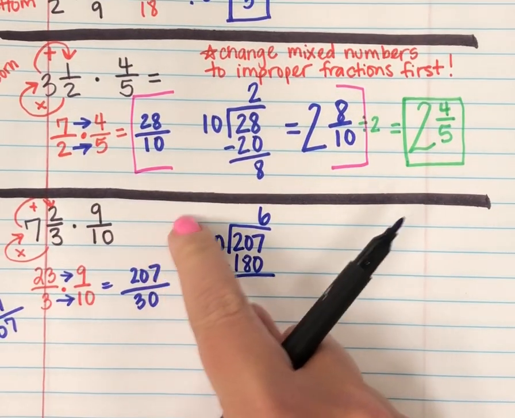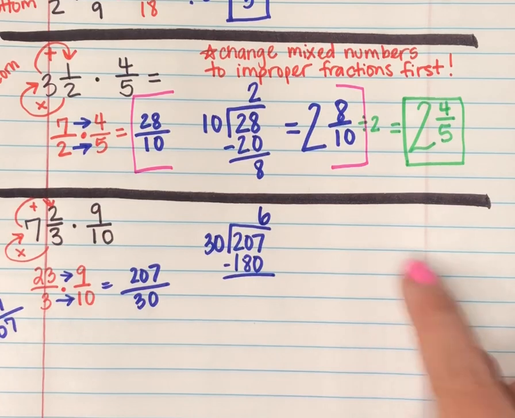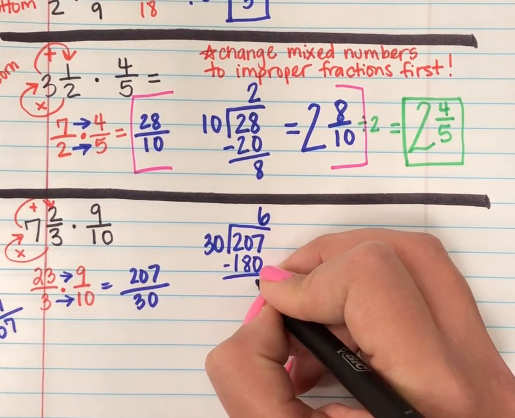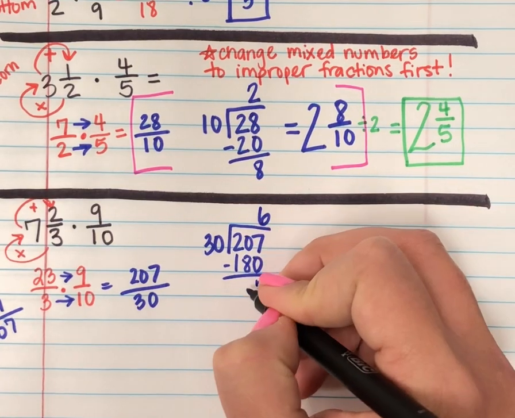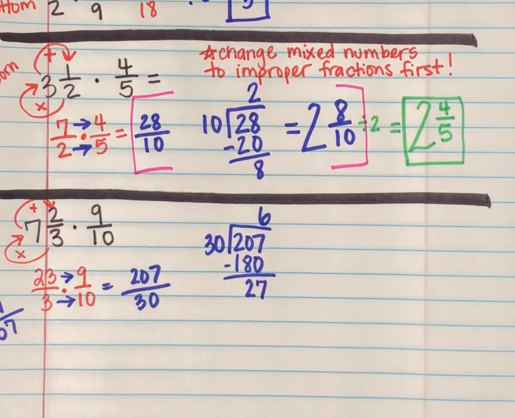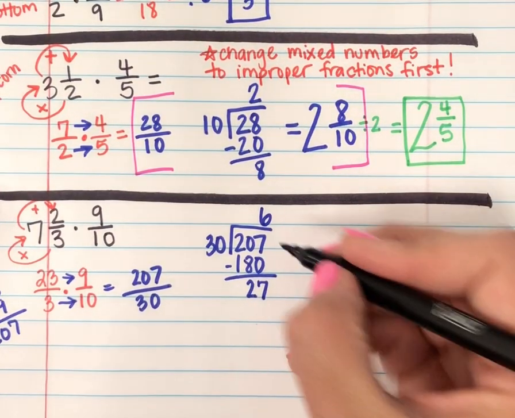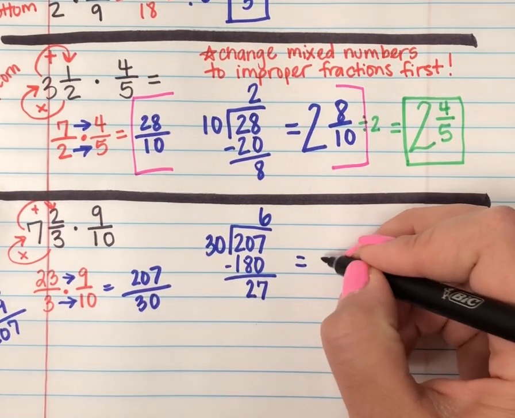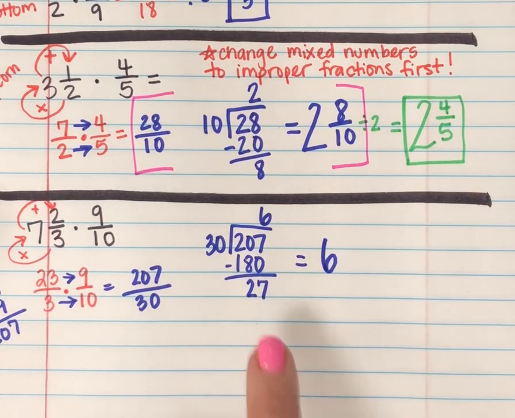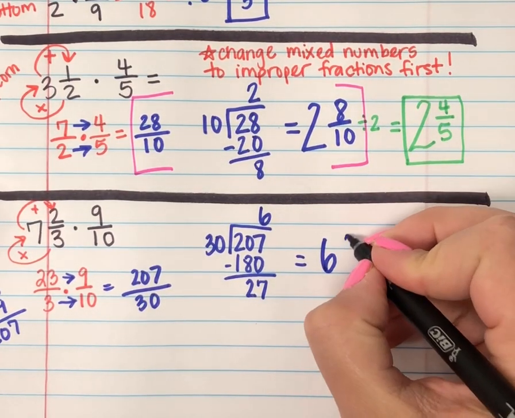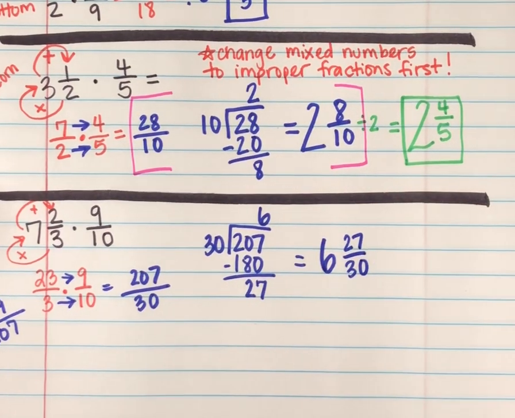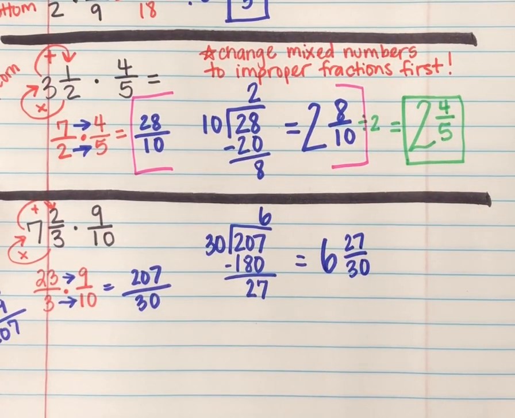And again, if you need to do some scratch work on the side, if you want to do some guess and check, you definitely can do that, okay? So 7 minus 0 is 7, and 20 minus 18 is 2. Awesome. So 30 went into 207, 6 whole times, with 27 left over out of 30.